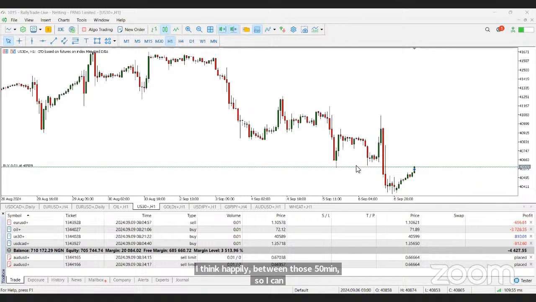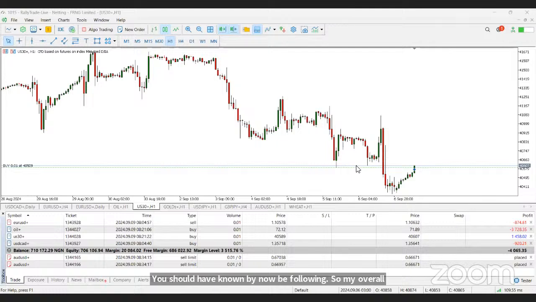In fact, my overall best time frame is 1 hour. You should have known by now if you have been following me. So I stick with 1 hour, what 1 hour tells me, and it gives me a result. My next best time frame is H4, that's 4 hours. My next best time frame is D1. So I'm comfortable with those three. Anything they tell me, I follow.